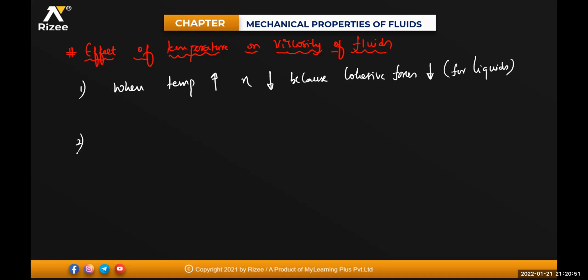In gases, beta, viscosity is exchanging the momentum, isn't it? And hence if the temperature increases, viscosity of your gases will be increasing. You can say here right now, when temperature increases, viscosity of your gases also increases. Why, beta? Due to increase in change in momentum.